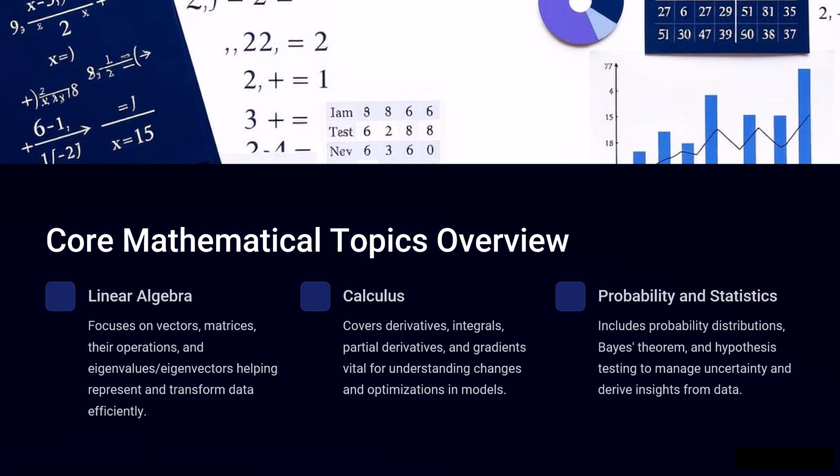Core Mathematical Topics Overview. Linear algebra focuses on vectors, matrices, their operations, and eigenvalues and eigenvectors, helping represent and transform data efficiently. Calculus covers derivatives, integrals, partial derivatives, and gradients vital for understanding changes and optimizations in models. Probability and statistics includes probability distributions, Bayes' theorem, and hypothesis testing to manage uncertainty and derive insights from data.